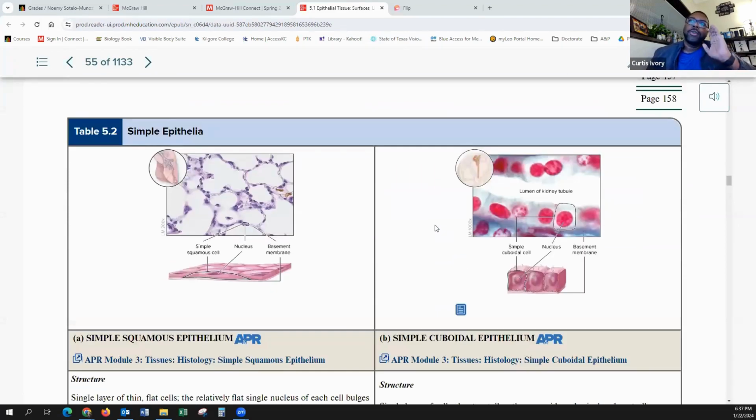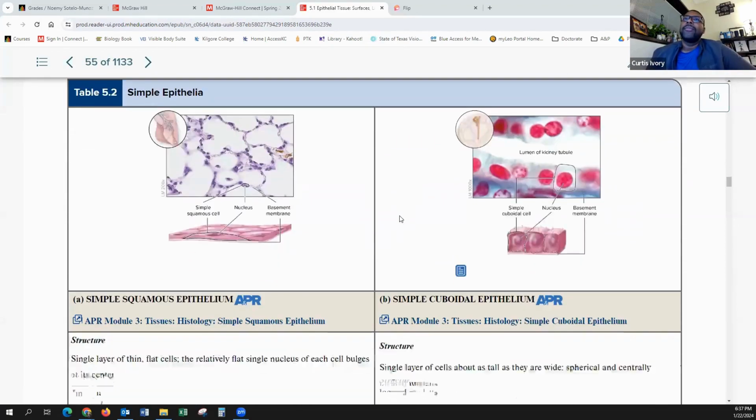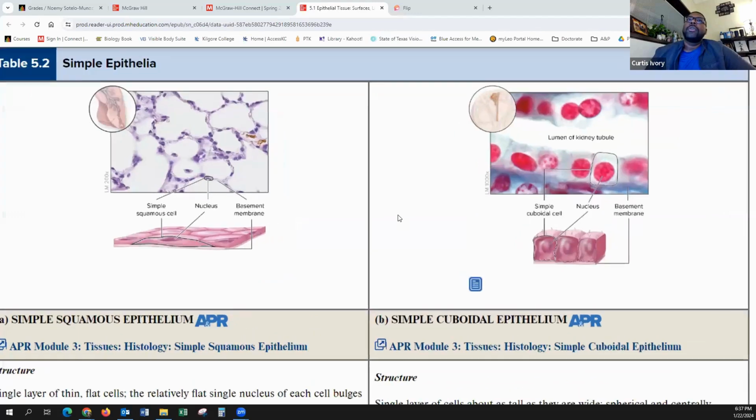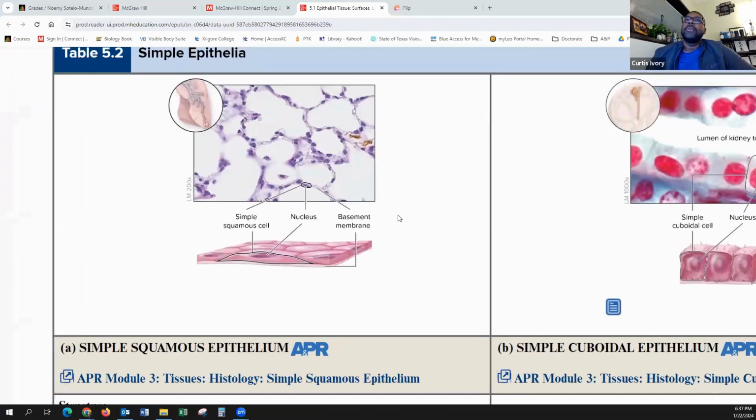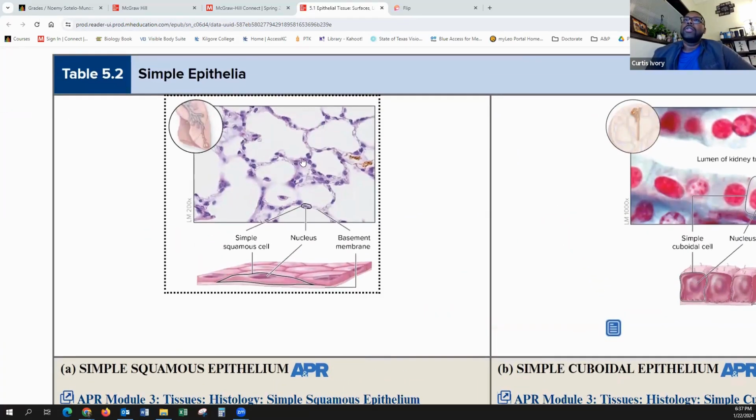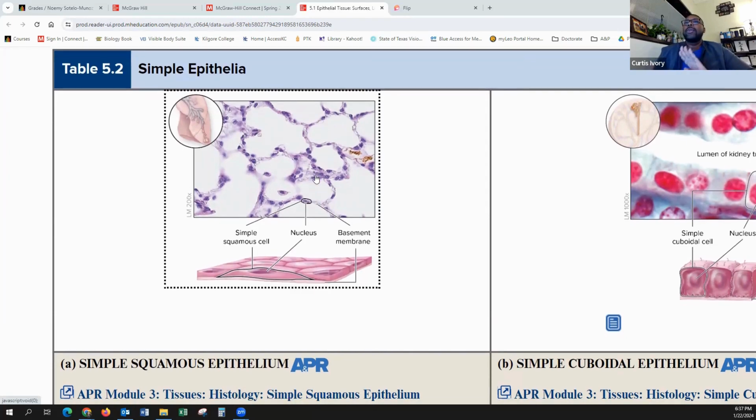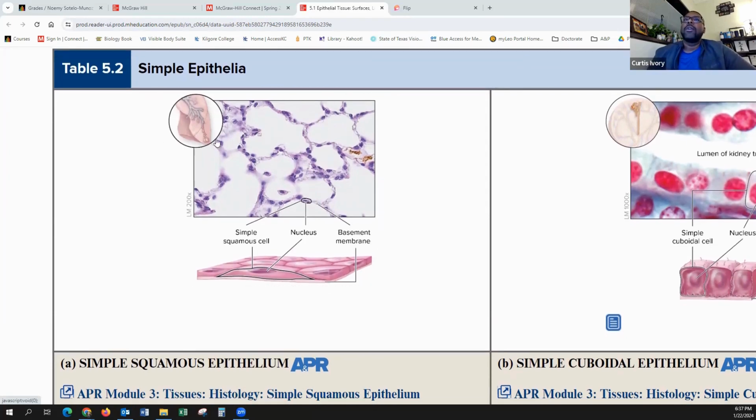So here we're going to go through some different tissue types. This first one here is going to be simple epithelium. The purple one that you're seeing here is what it's going to look like underneath the microscope. This type of epithelium is simple, which means it's only one layer thick, and we're going to find it in our lungs. That's why they have a picture of the lungs right here. More specifically, we find it in the alveoli of our lungs.